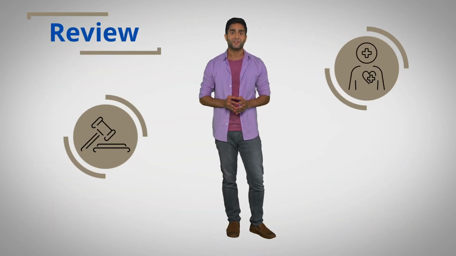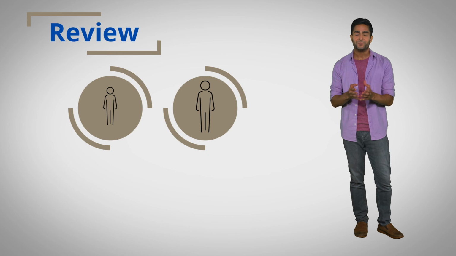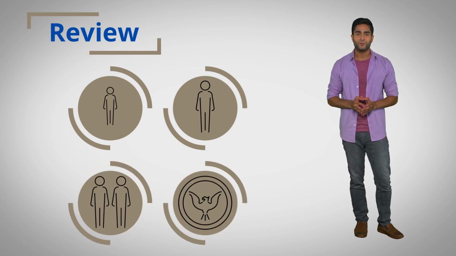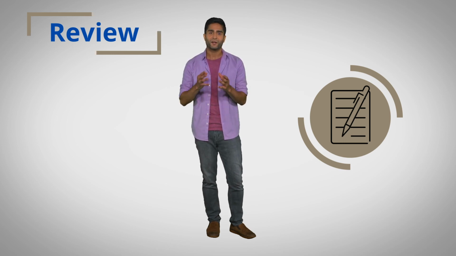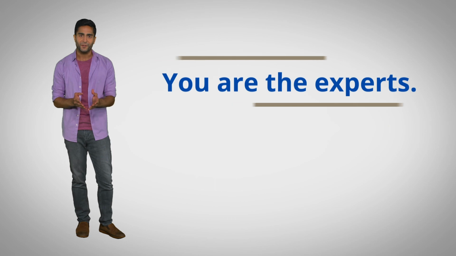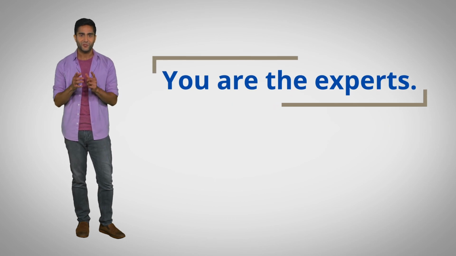The court will review your parenting plan using the best interest of the child analysis and will consider factors in 4 categories: factors about your children, you, your relationship, and unusual factors. Finally, giving thoughtful consideration to your plan is the best way to inform the court about your child's needs. Remember, when it comes to your family, you're the experts.